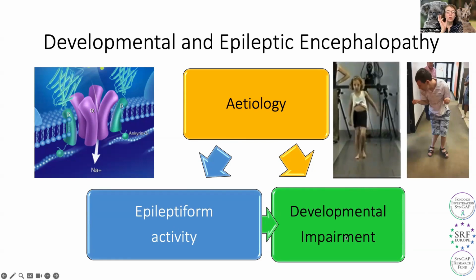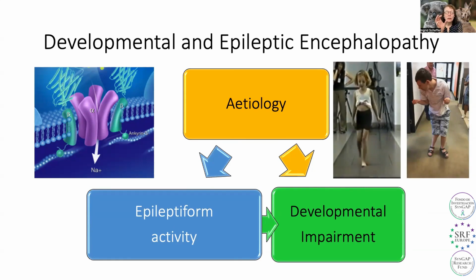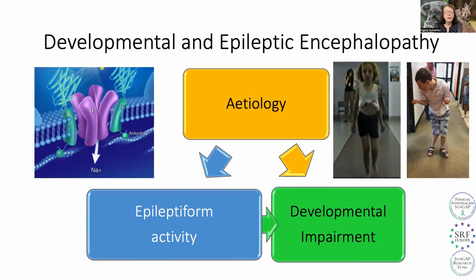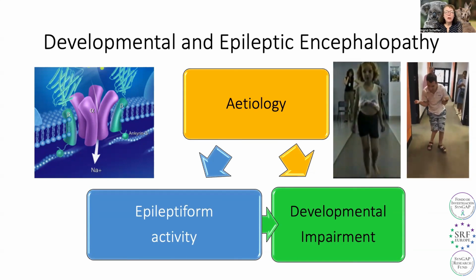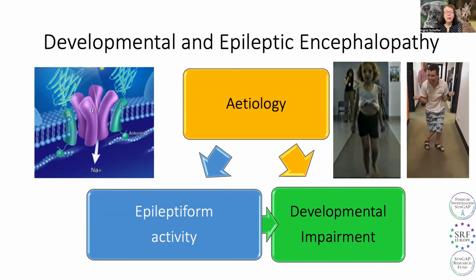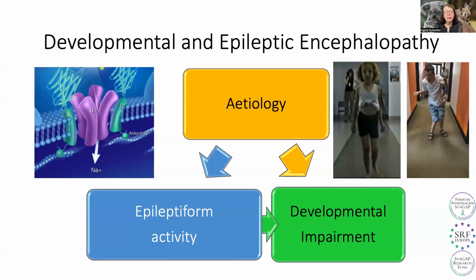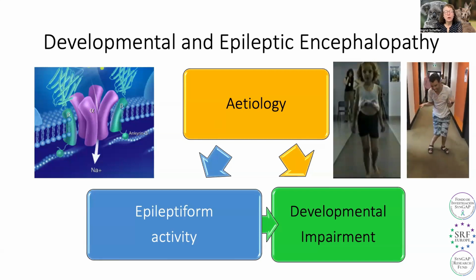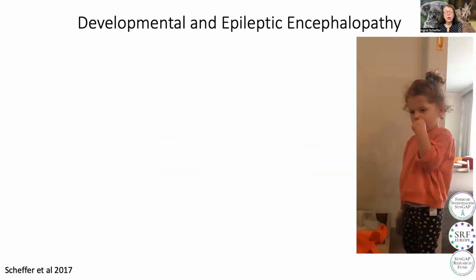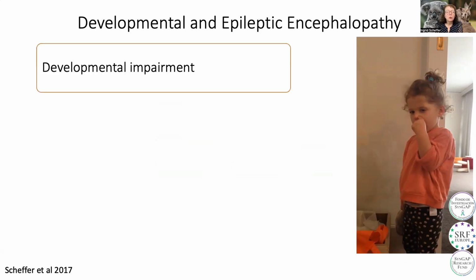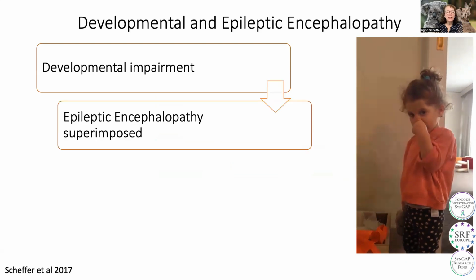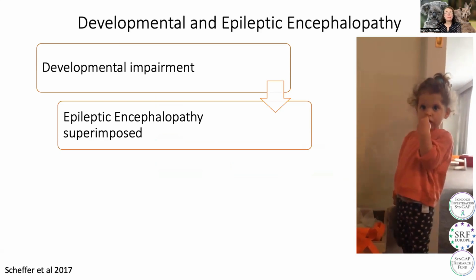And this is an example of what the gene abnormality is doing, not the epileptic activity. A little girl here of 6 with normal gait, and a man here of about 28 with very abnormal crouch gait with dystonia due to SCN1A. So it's the developmental encephalopathy as distinct from the epileptic encephalopathy. So just to conclude this definition section, when we talk about developmental and epileptic encephalopathy, we're talking about the child who has developmental impairment, then gets this superimposed epileptic encephalopathy.